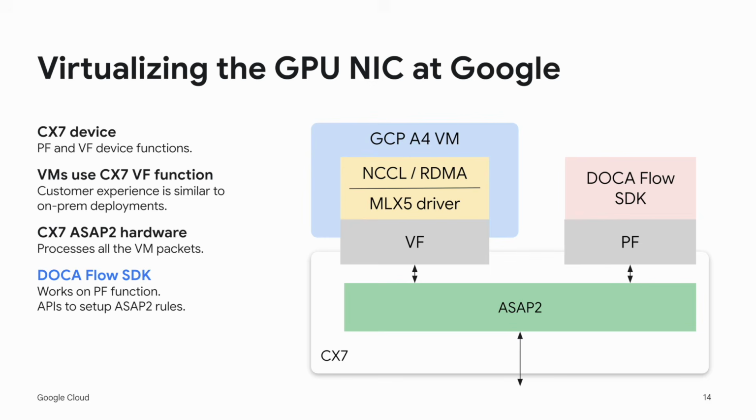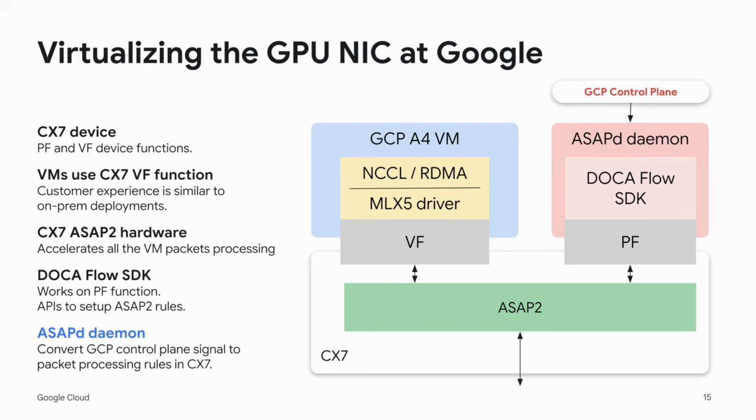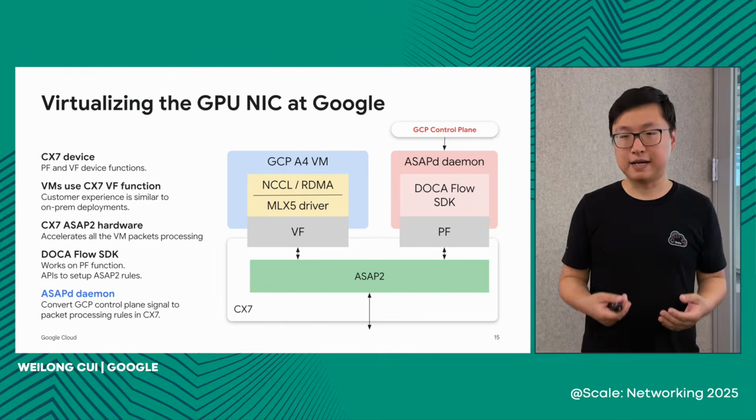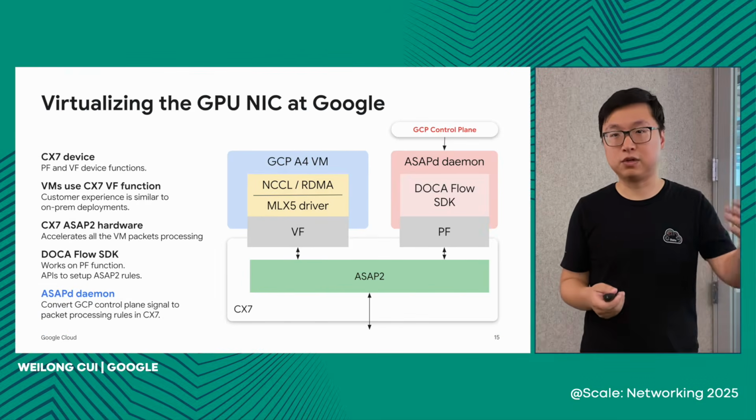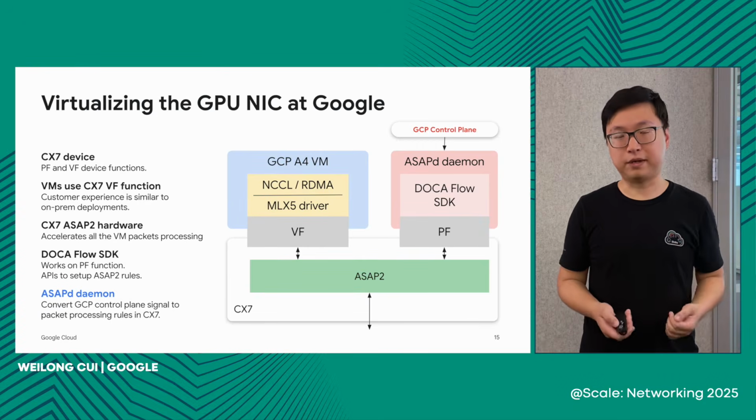Over the PF in the hypervisor, we use the DOCA Flow SDK to program this hardware. And on top of that, we have our own daemon, which we call ASAPD. You can think of ASAPD as the layer that translates the Google control plane signals to the programming in the hardware.